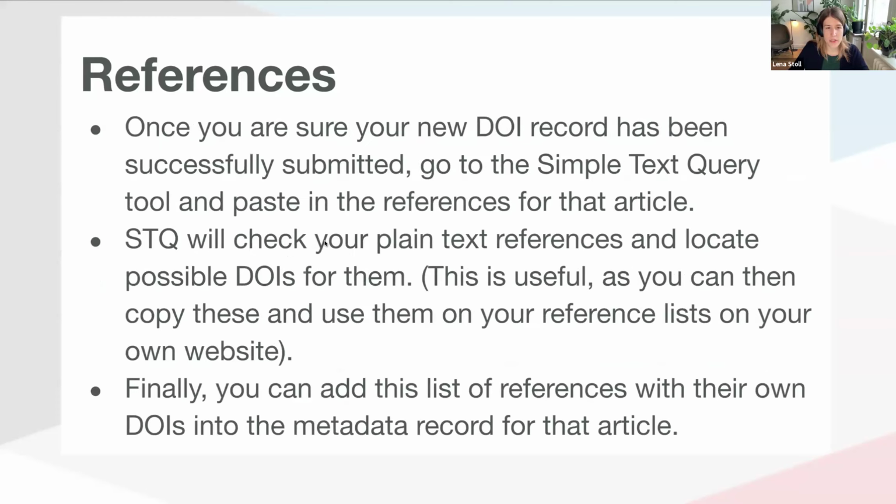And what Simple Text Query does is that it checks the plain text references. You can just copy and paste them from the article's bibliography, and it tries to match them to existing Crossref DOIs that are already in our system. And it tells you what those DOIs are, which you can then also copy and paste and use for your own needs. And then you can choose to deposit those references that have been matched into the metadata record.